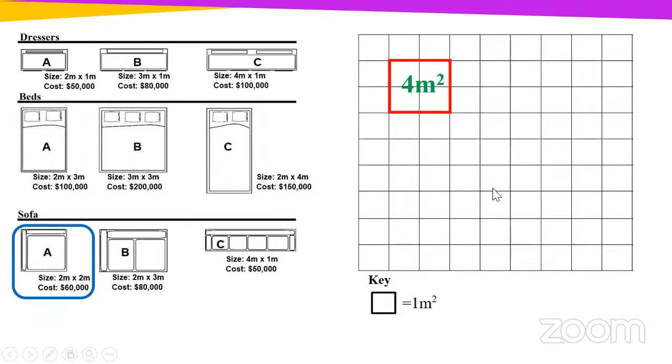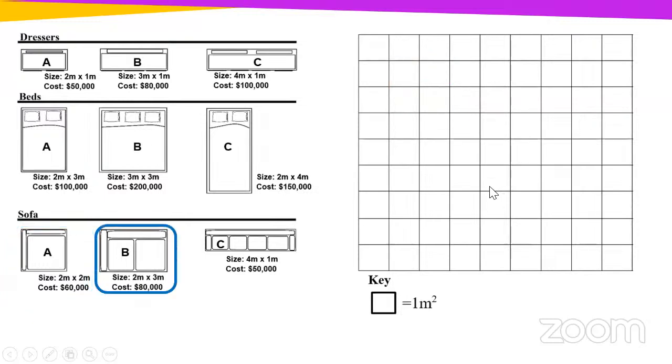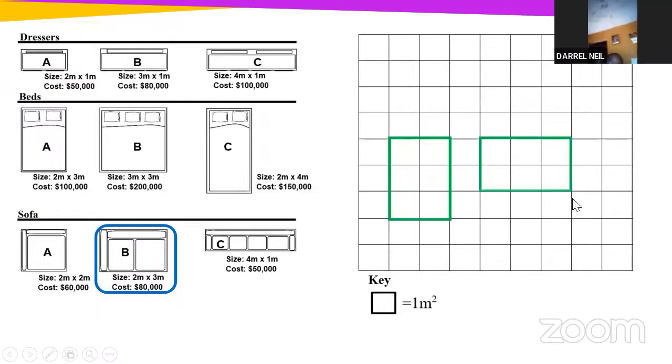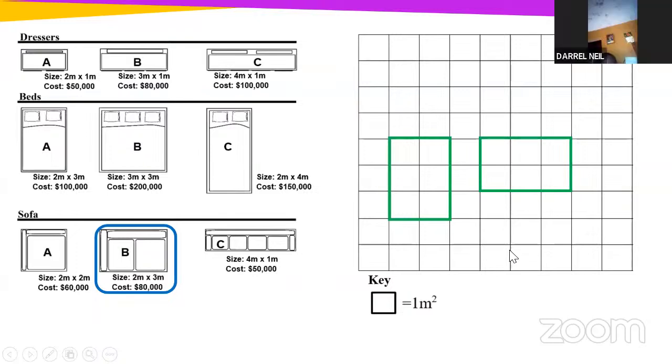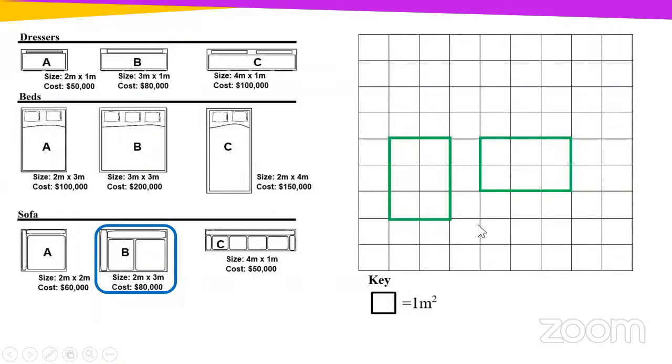Good job. All right, boys and girls, let's go over to sofa B. Look at the representation of sofa B. Can we say it's a correct representation? Are we seeing a 2 by 3 representation there? Yes, miss. All right. What about this one? Are we still seeing a similar representation? This time 3 by 2. Yes, miss. Good job.